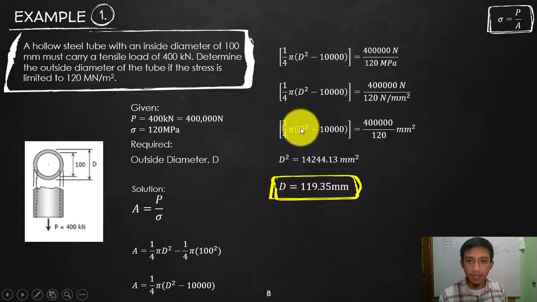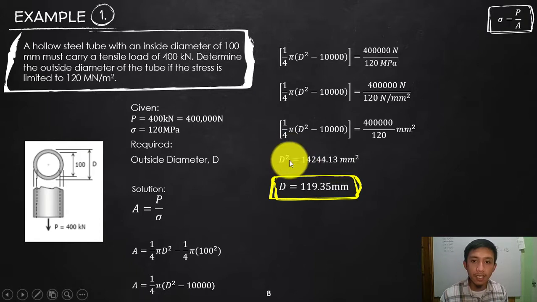This is our unknown. So cross multiply that one. Transfer. This will become plus. And then that will be ending up with 14,244.13 mm squared. But that is the squared. So what we need is the diameter. So get the square root of both sides. Exactly. Your mm squared will become millimeters, which is 119.35.